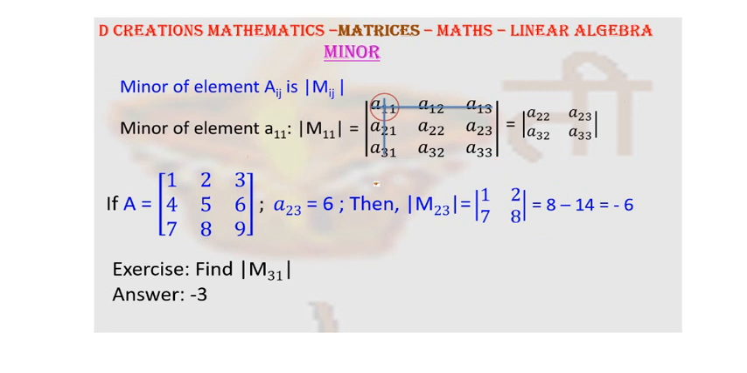So this is what we are left with, and now we just have to take its determinant. And we have already done episodes on determinant, so we know that if it's a 2 by 2 case, then if this is A, B, C, D, for example, you are concerned with AD minus BC: product of two diagonal elements minus product of other two diagonal elements. So this is 8 minus 14, that is minus 6. So for this particular element A23, the minor is minus 6.